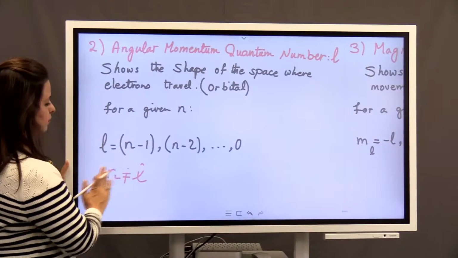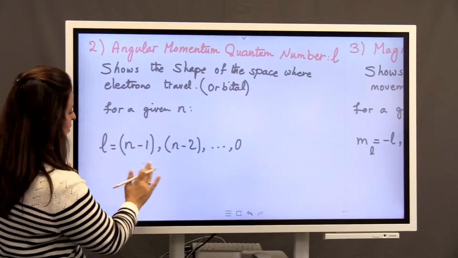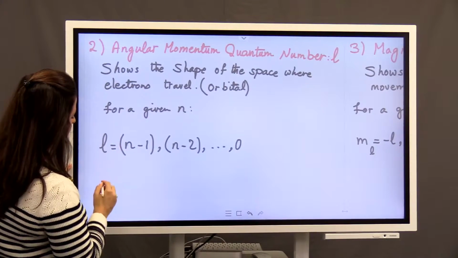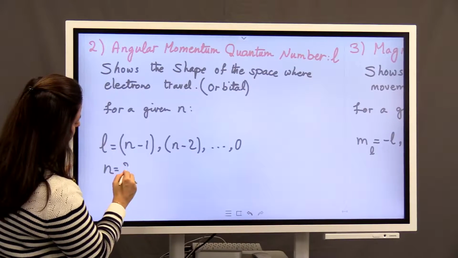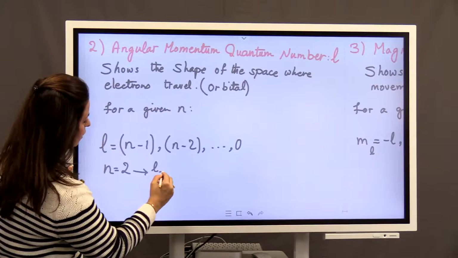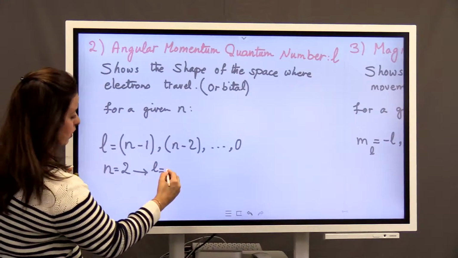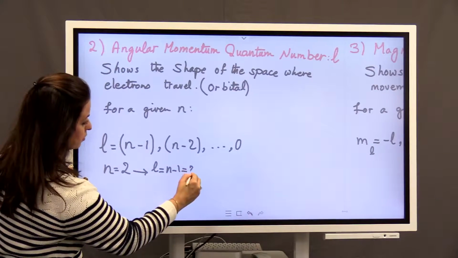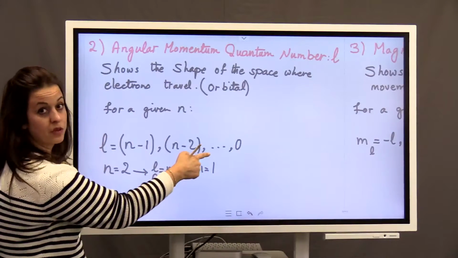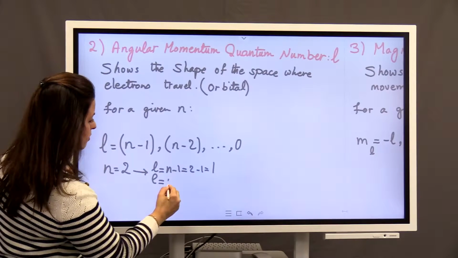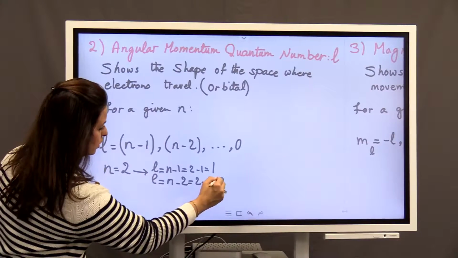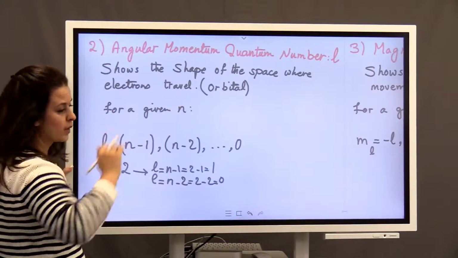For example, let's do a simple example here. Let's say N is 2. So L must start from N minus 1, right? N minus 1 is 2 minus 1, which is 1. Also, we haven't reached 0 yet, right? N minus 2 is what? 2 minus 2, 0. You hit 0, stop.